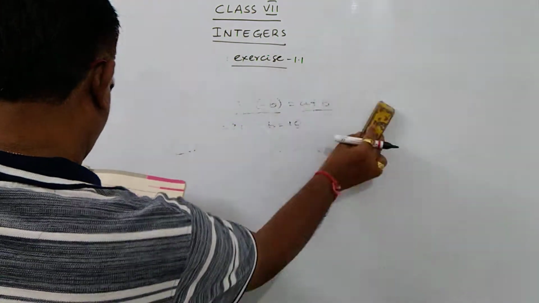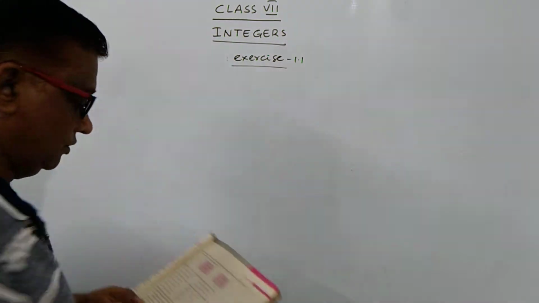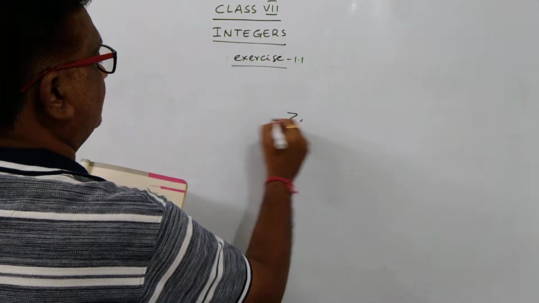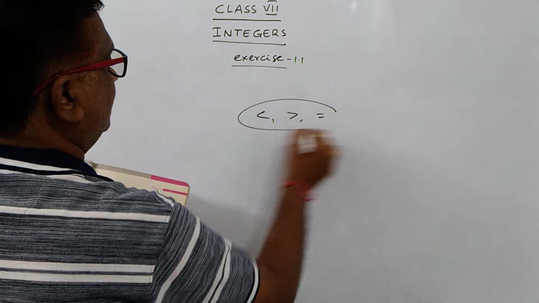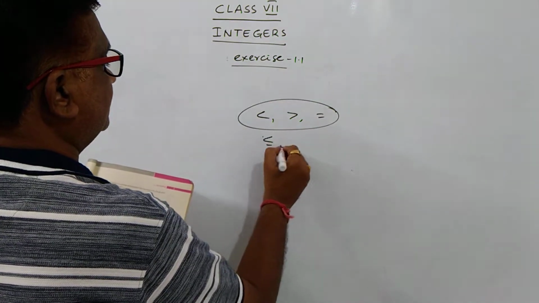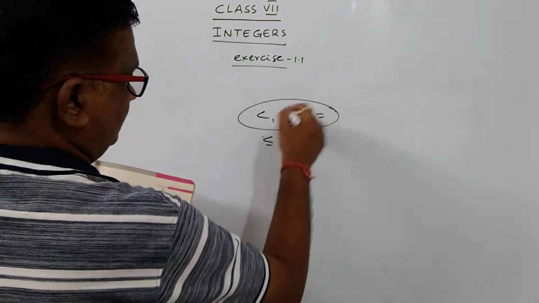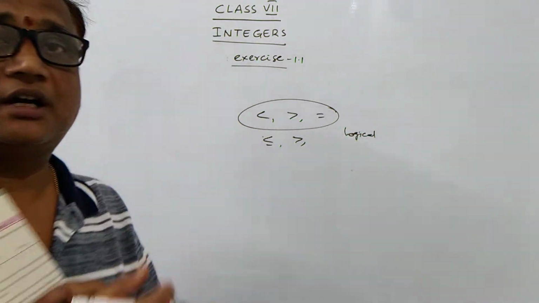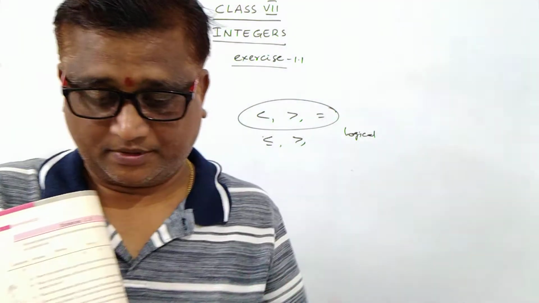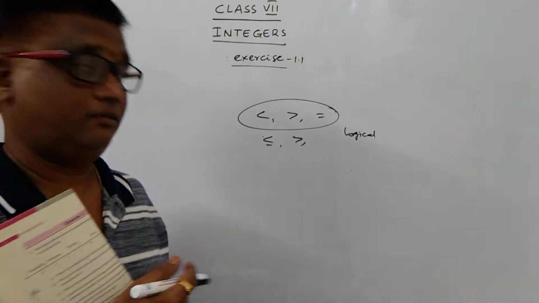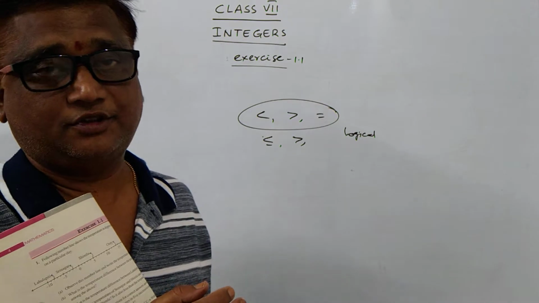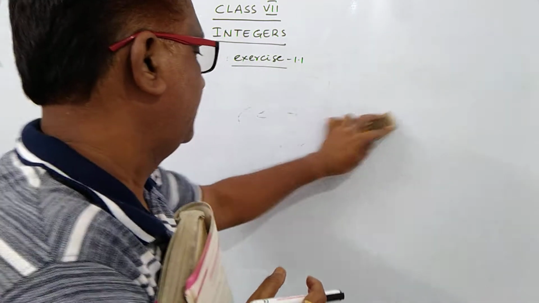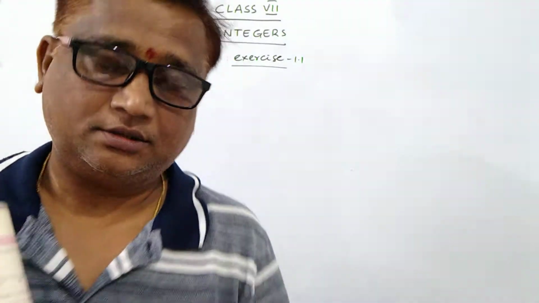In the ninth question, less than, greater than, equal to. Already in 6th class we learned about less than, greater than or equal. These three, and also less than or equal to, greater than or equal to, are called logical operators. Between any two items or quantities we are comparing, we use these. The main ones are greater than, less than and equal to.